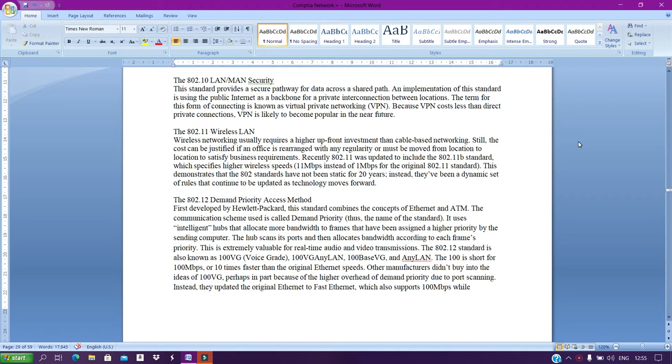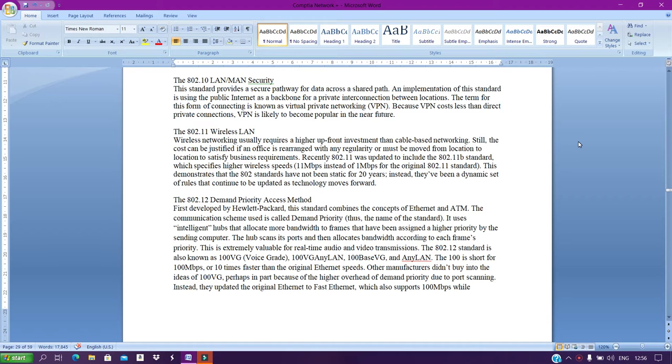802.10 LAN security. This standard provides a secure pathway for data across a shared path. An implementation of this standard is using the public internet as a backbone for a private interconnection between locations. The term for this form of connecting is known as virtual private networking, VPN. Because VPNs cost less than direct private connections, VPN is likely to become popular in the near future.